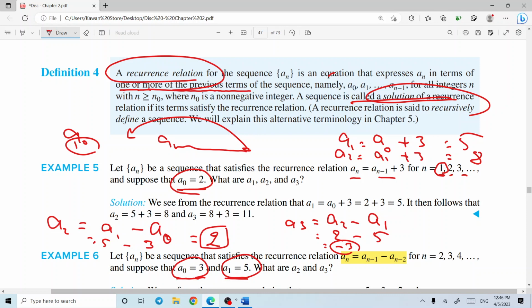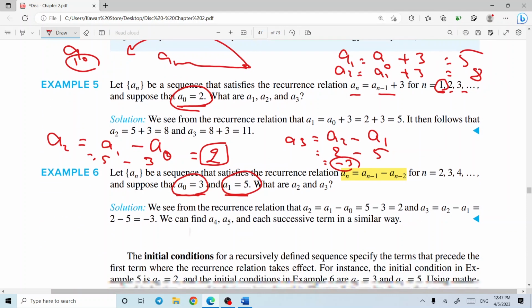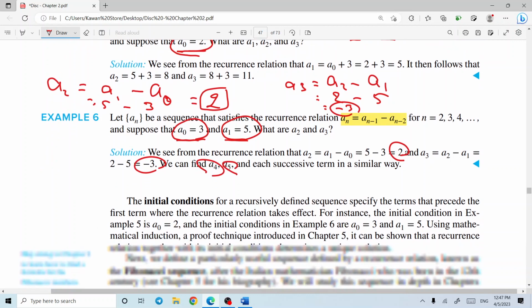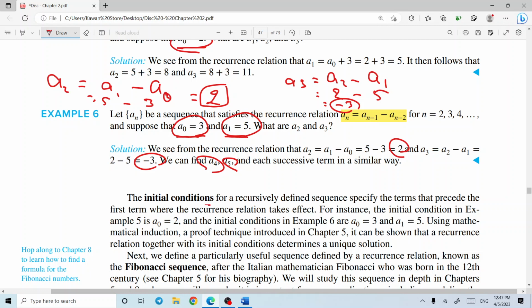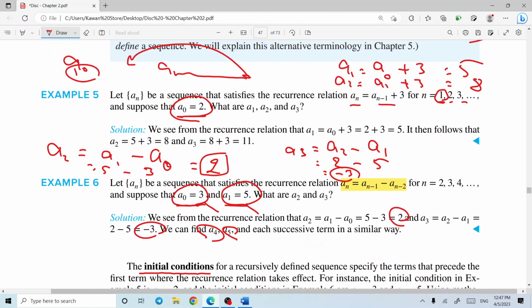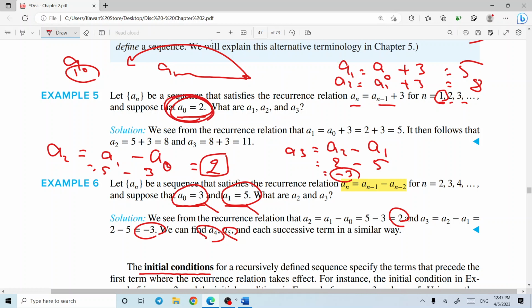Question? Clear? Any question? Good. Now, that's how we find the elements one by one, A4, A5, and go on. Now, what do you mean by initial condition? Initial conditions are like A0 and A1 here. In that example, like A0 equal to 2. The given is called initial.